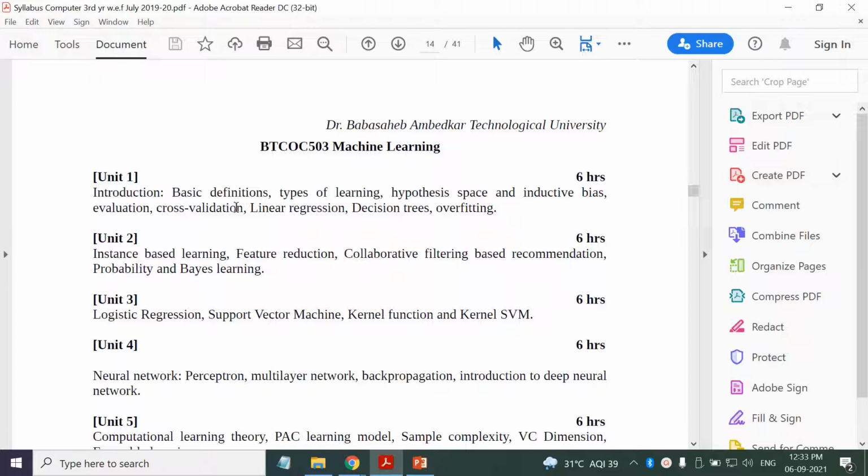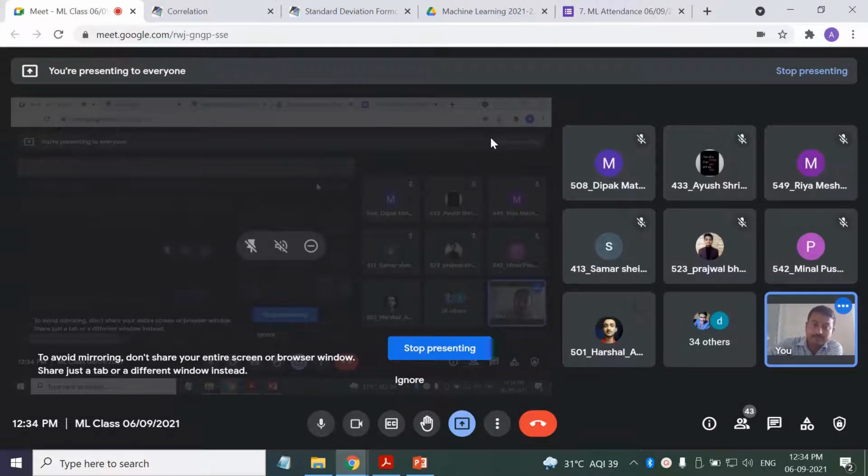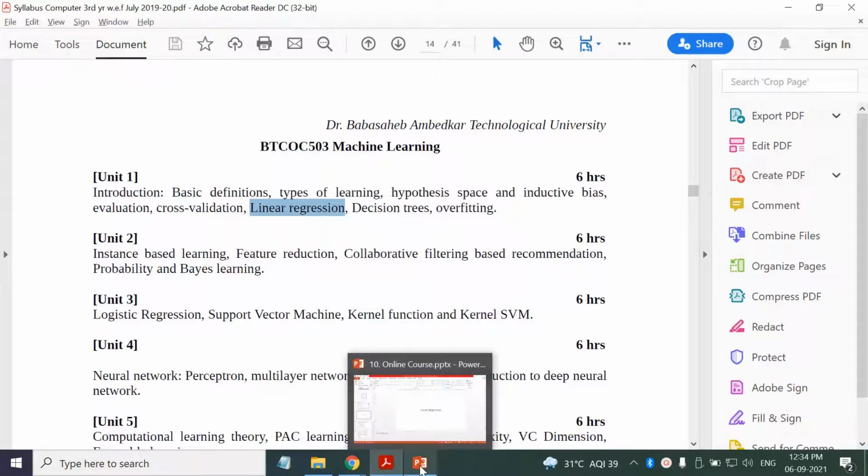Okay, so far we have discussed this much of the topics from unit number 1. So we have seen the definition of machine learning, then types of learning, then hypothesis space and inductive bias, and in the last lecture we covered evaluation techniques and cross validation. In evaluation, we have seen how to evaluate our generated model, and then in the last class we discussed cross validation. Today we will start with linear regression, our first machine learning algorithm.